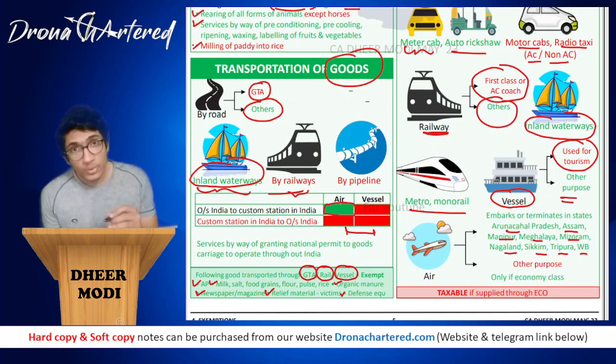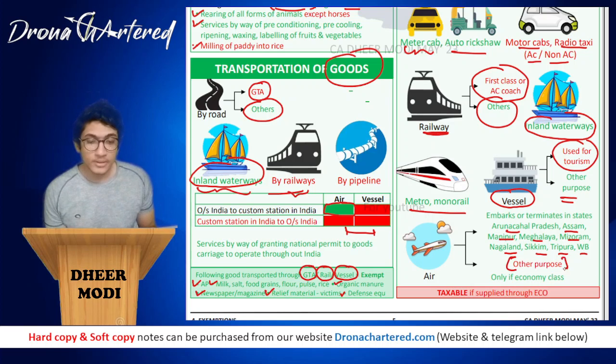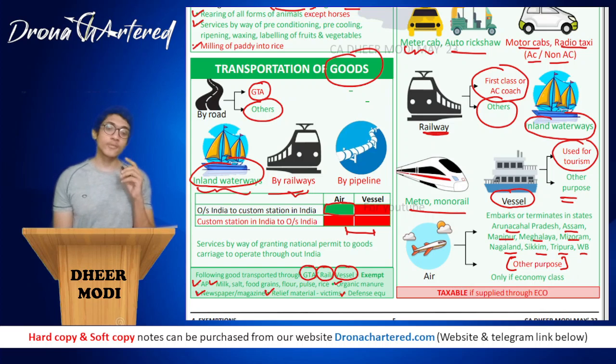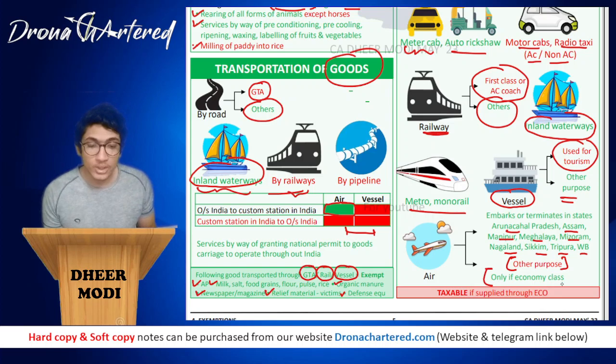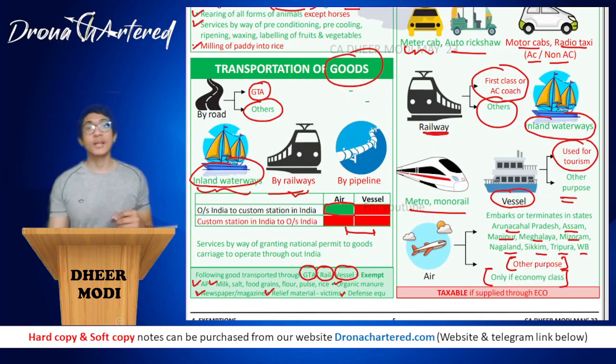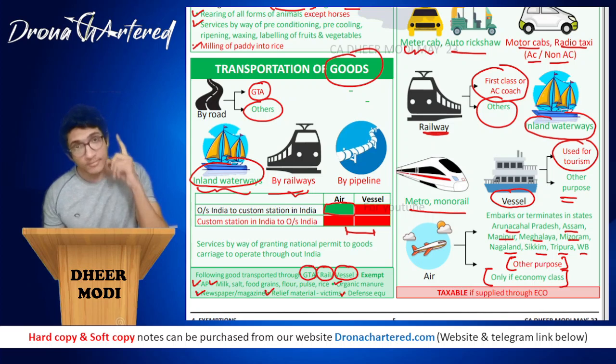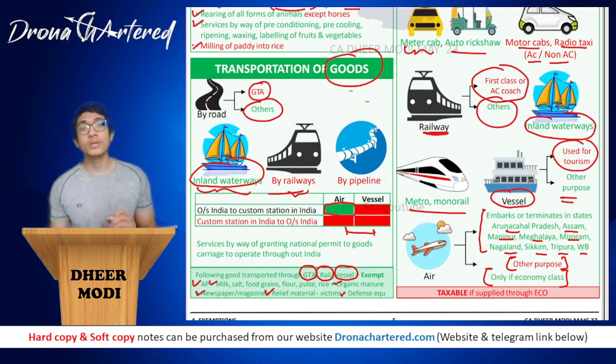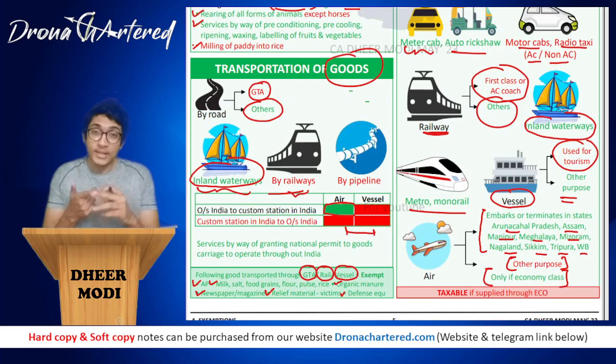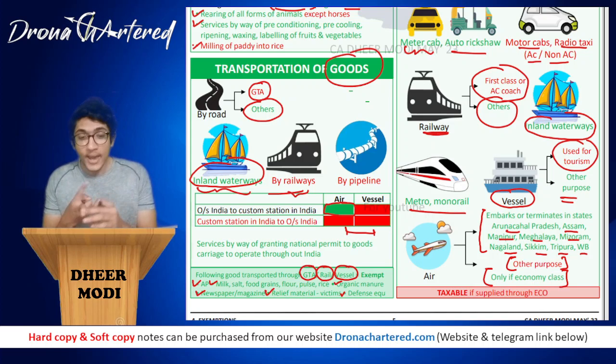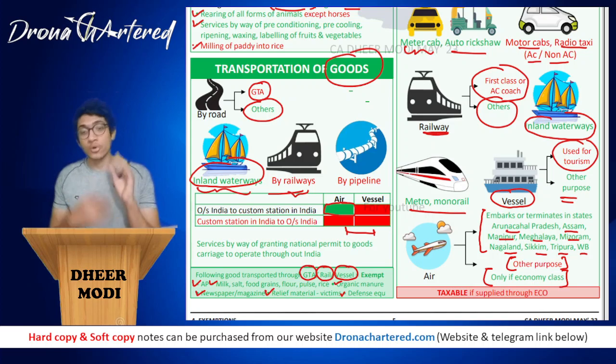So, only and only if your journey either starts or ends in these states will it be exempt. For all other purposes, it will be taxable. And you have to remember that this will be exempt only and only if it is by economy class. That is, your first class or your business class will become taxable even if your journey starts from any of these points. So these will become exempt only and only if, first of all, the journey either starts or ends in this place, and it has to be in economy class.